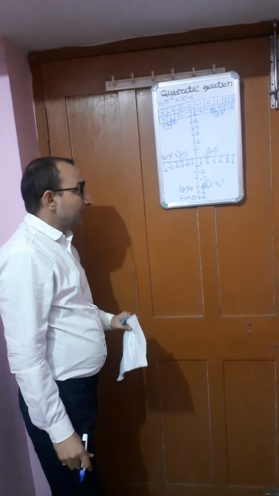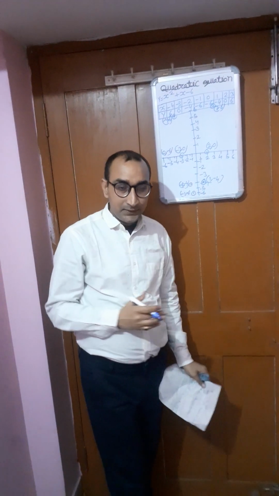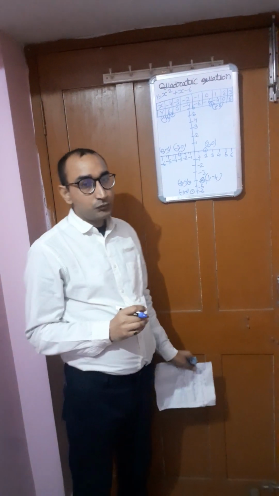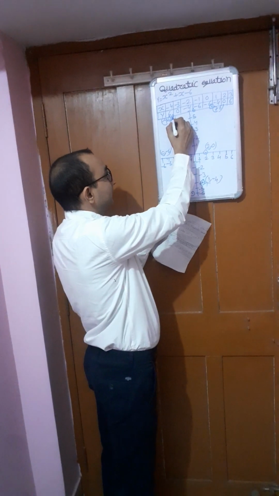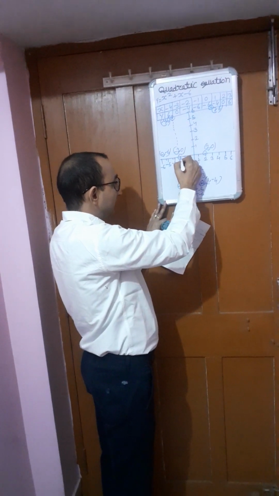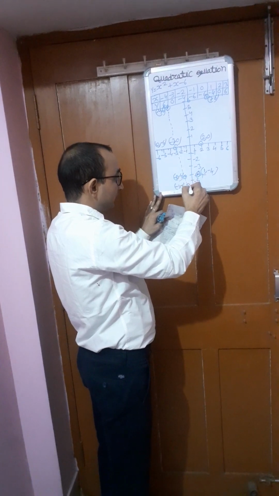So you don't join this by a straight line. You have to join this by the free hand curve method. Means in this way, in this way, in this way.